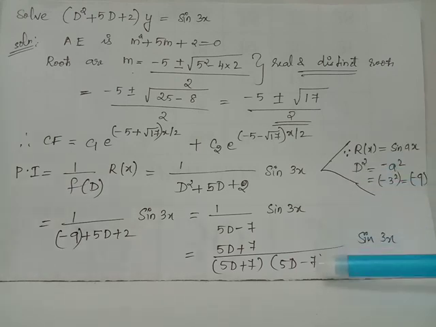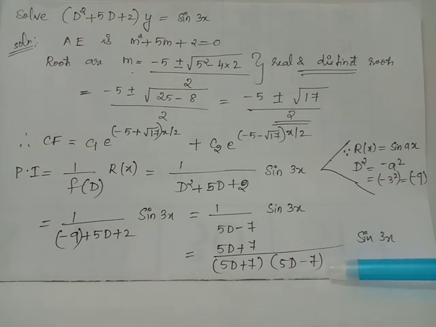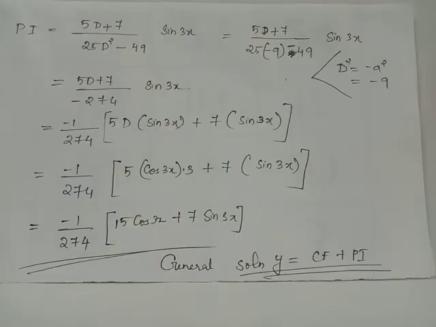Here notice that this denominator can be rewritten as (5D)² − 7², which becomes 25D² − 49. When you get capital D² again in the denominator, this D² can again be replaced using negative of a², which is −9. Thus we have P.I. = (5D + 7) / (25D² − 49) acting on sin 3x, where D² will be replaced by −9. Thus we obtain the denominator as −274. Now 5D + 7 will act on sin 3x.